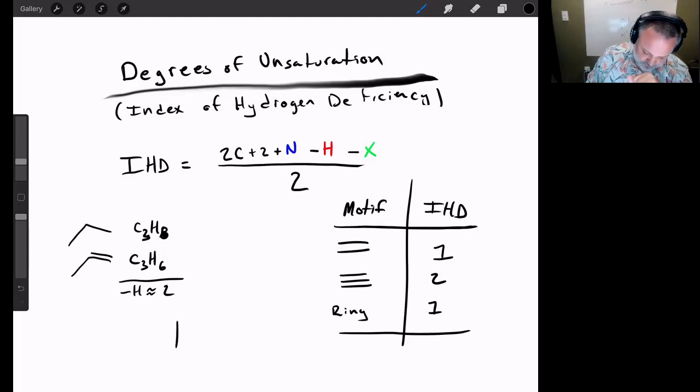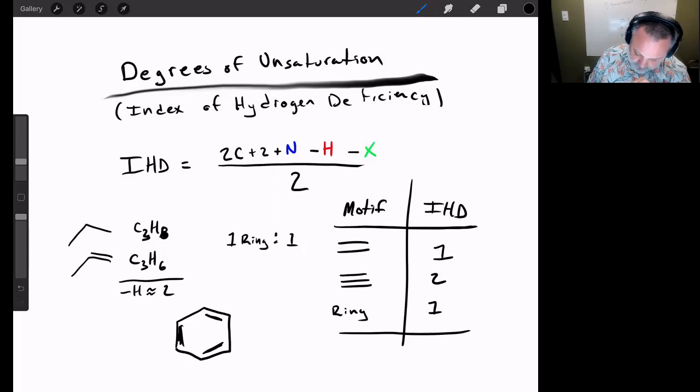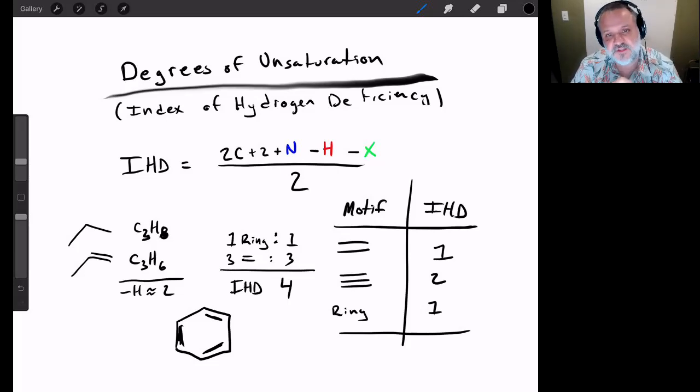What about benzene? With benzene, I have 1 ring. That costs 1. I have 3 double bonds, so that costs a total of 3. So the expected calculation for the index of hydrogen deficiency for benzene should be 4.